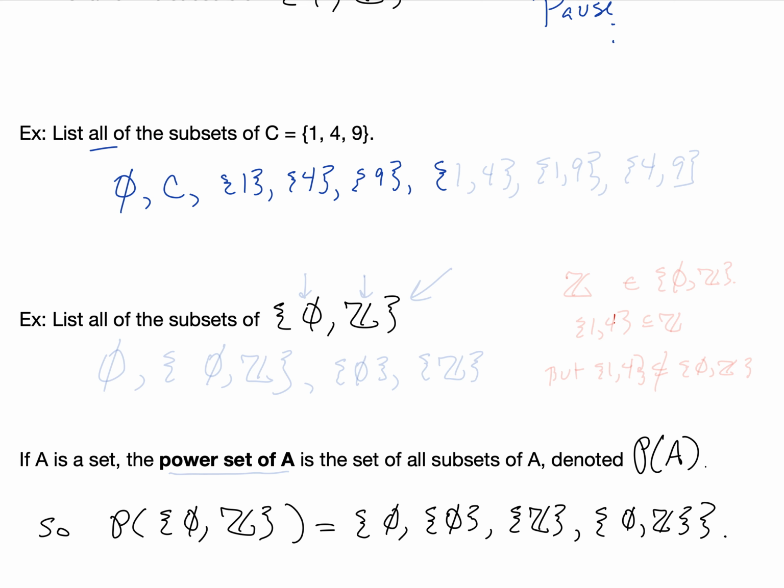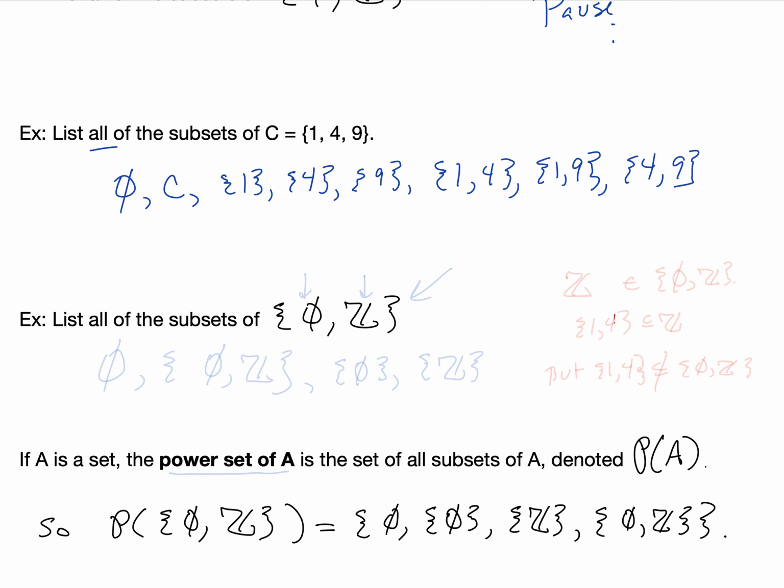We've also got all the sets with 2 elements. 1 and 4 would be one set with 2 elements. 1 and 9 would be another set with 2 elements. And 4 and 9 would be a last set with 2 elements. So this happens to have 8 subsets. There are 8 distinct subsets of the set C equals 1, 4, and 9.